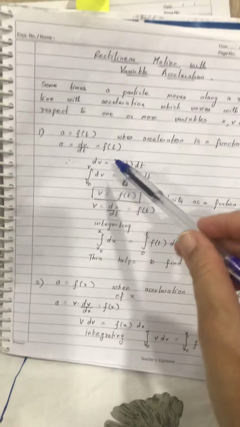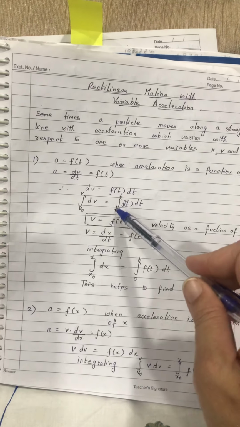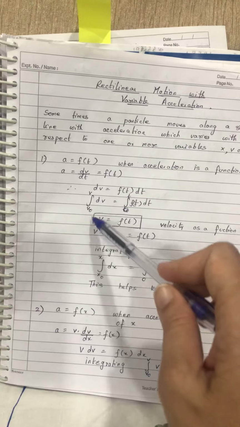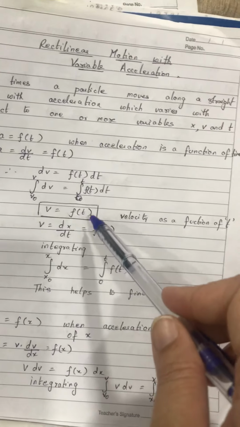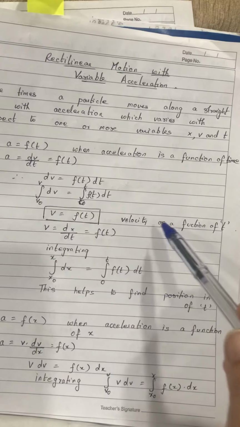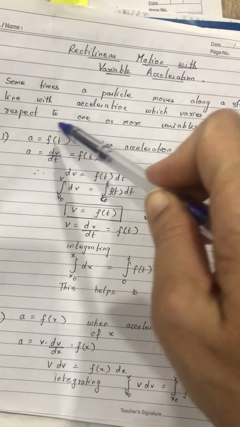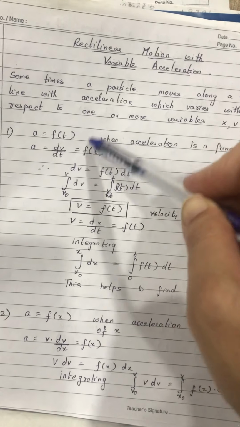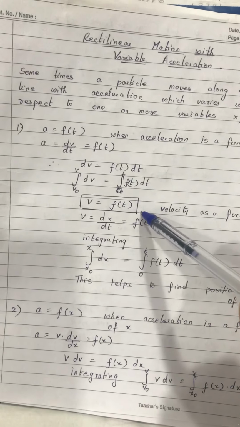Integrating it on both sides, velocity from v0 to v and time from 0 to t, we get velocity in terms of t, an equation in terms of t. So what I mean to say is, when an acceleration is given in terms of t, you integrate that equation to get velocity in terms of t.